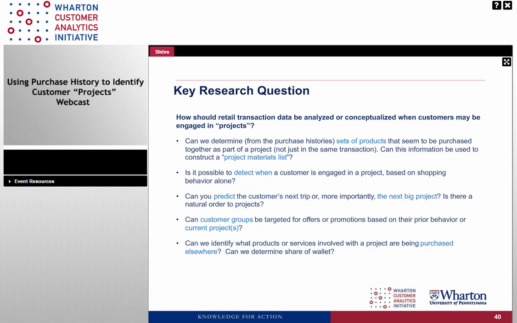Is there a natural order? Is there opportunity for targets or promotions based on prior behavior or their projects that they might be interested in? And can we identify what products or services involved with a project might be purchased elsewhere? Can you determine share of wallet? However, we're also interested in unique and novel research areas using this same data. This is a very rich data set, provides opportunities for all sorts of examination and analysis, and we're open to proposals on any topic that might be appropriate.